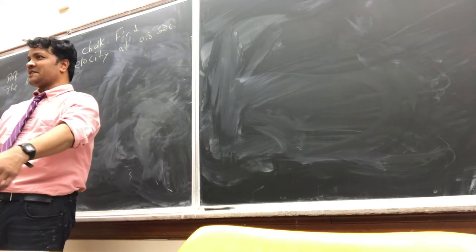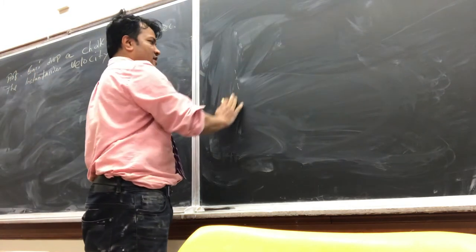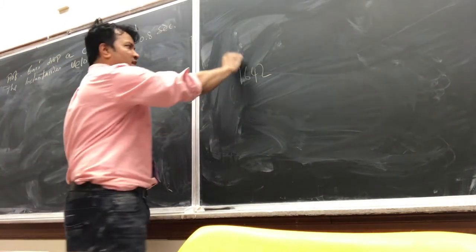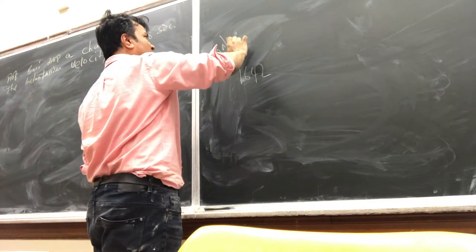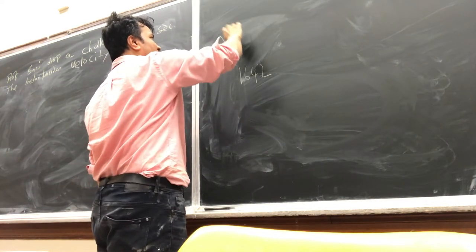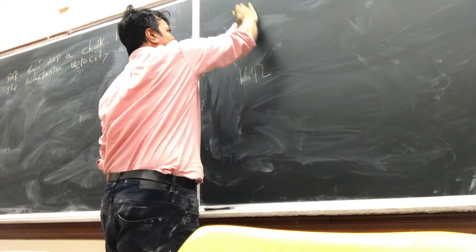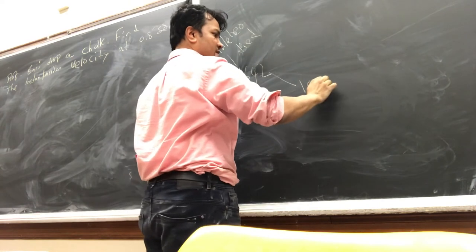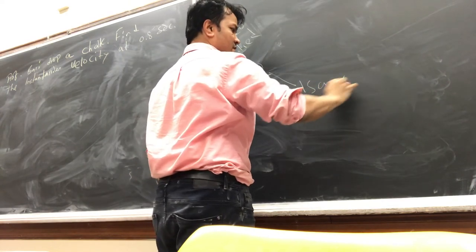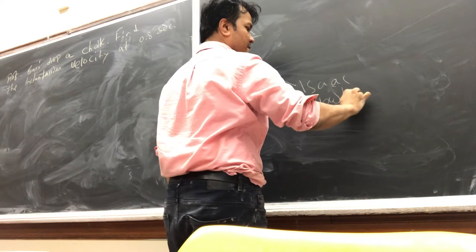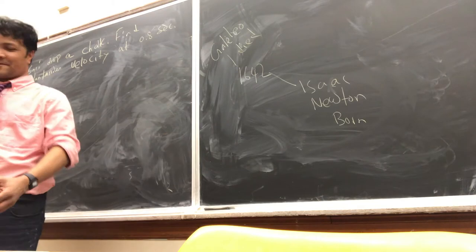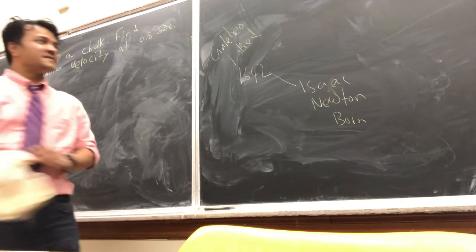I'm going to tell you a magic number. 1642. 1642 is a magic number because Galileo died, and Isaac Newton was born. Same year. This is the conspiracy of God.